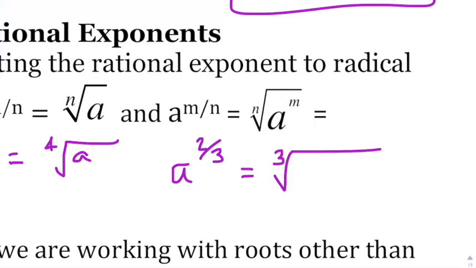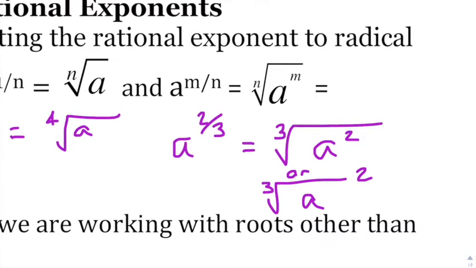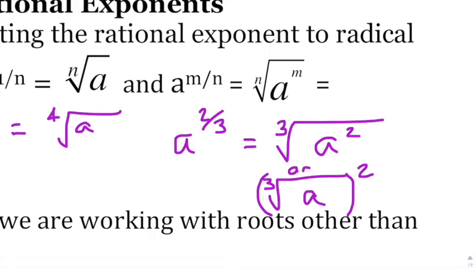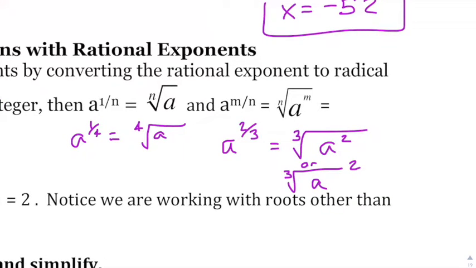And then you can write it 2 ways. You can write it as a raised to 2, or you can write it as the cube root of a and then squared. So really, this one here is saying do the cube root first and then square it. But these are both essentially the same thing. It doesn't matter on the order that you do those things.